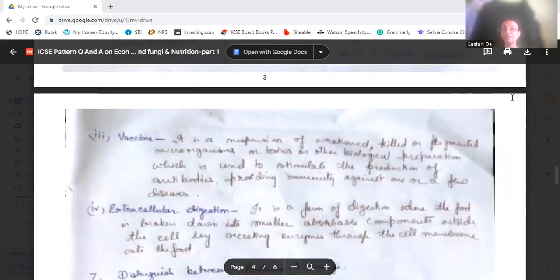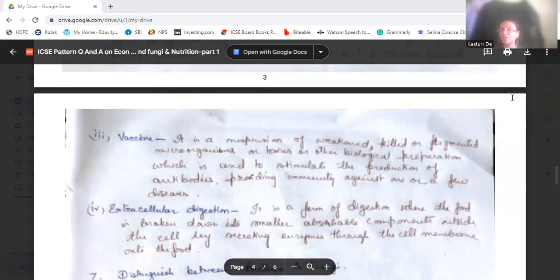Okay. Then vaccine. Vaccine is the suspension of weakened or killed or fragmented microorganisms or toxins, or other biological preparations, which are used to stimulate the production of antibodies inside a person or organism into which this suspension is injected. That is immunity against one or two diseases. That means the body is protected from one or a few diseases by showing its immunity against that disease. Okay.